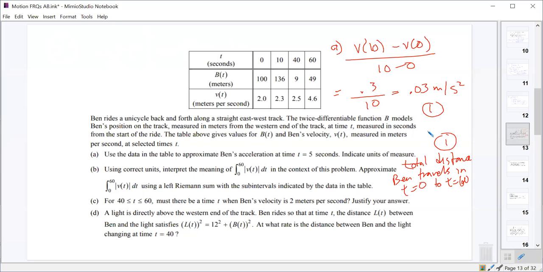And then they want you to use a left Riemann sum to approximate that value. So using a left rectangular approximation, our first interval is 10 units long and has a height of 2. So that'll be 10 times 2. Second interval is 30 units long and is 2.3. Next interval is 20 units long and has a height of 2.5.